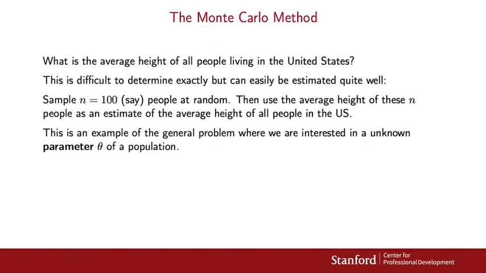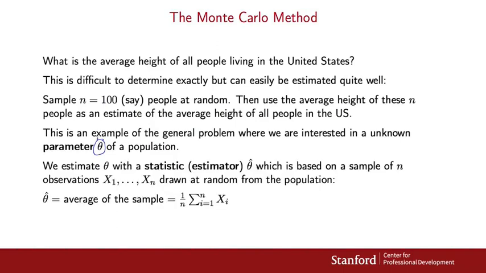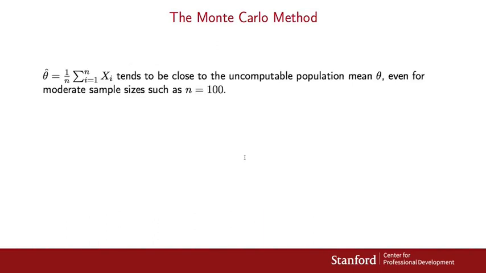Remember, we talk about a parameter like theta when we talk about the population. So in this case, theta would be the average height of the population. We estimate that parameter theta with a statistic, which we call theta hat. And that statistic is based on a sample. In this case, our statistic would be simply the average of the sample. We already know that the sample mean tends to be close to the population mean, even for moderate sample sizes such as 100. And that's because of the law of large numbers.